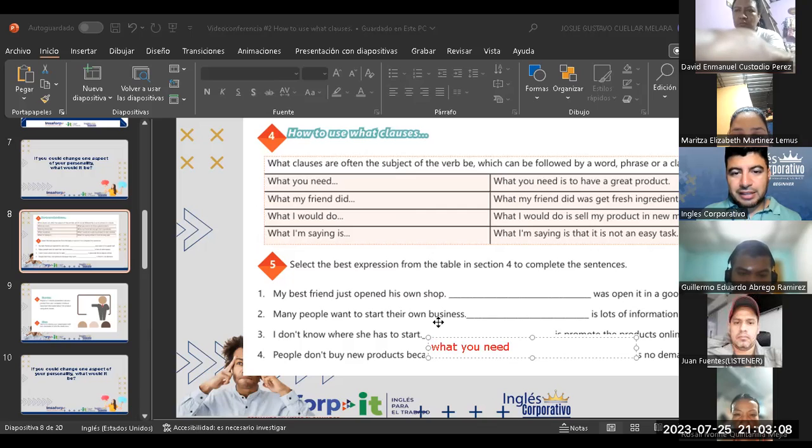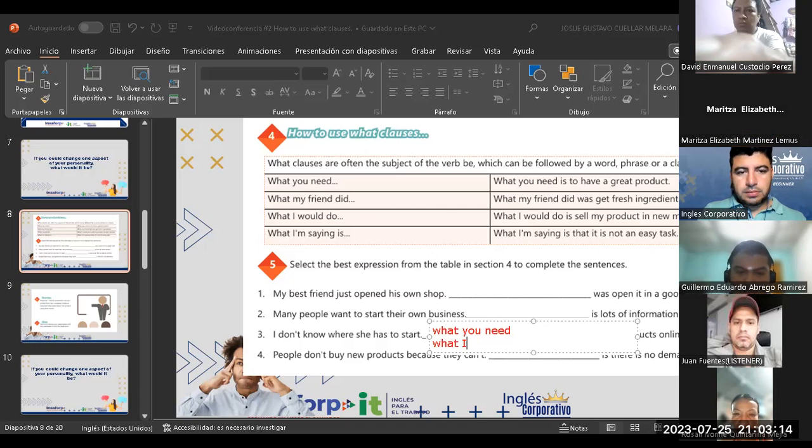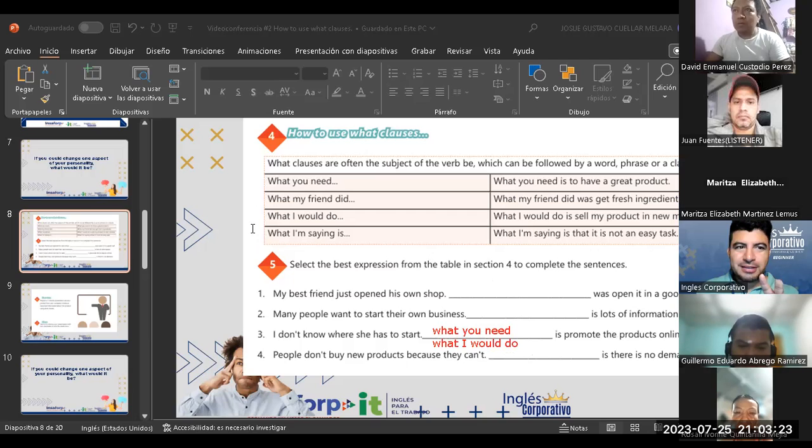Even here we have two options. It's very strange because you can have two options. If you notice, both of them make sense, como que hacen sentido, bien extraño. Okay, what you need is promote the products. What I would do is promote the product. Okay, but yeah, of course.